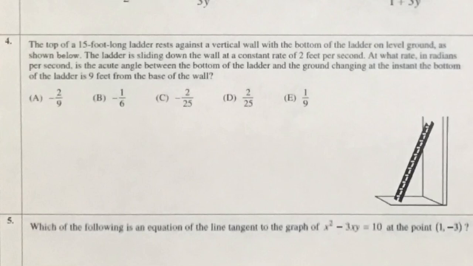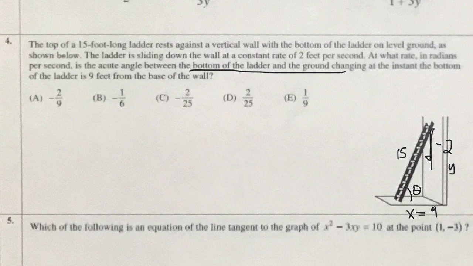Okay, here on number 4, we have a 15-foot ladder, so that's constant, right? 15 feet. And it's sliding down the wall at a rate of 2 feet per second, so -2 in the y direction. Okay, at what rate in radians per second is the angle changing? So this is our angle between the bottom of the ladder and the ground at the instant that the ladder is 9 feet. Okay, so think about what's changing.